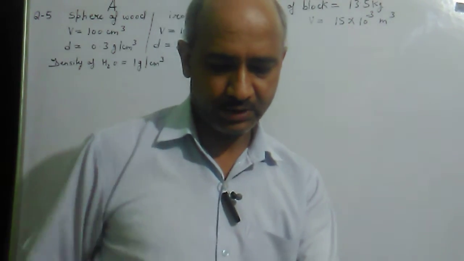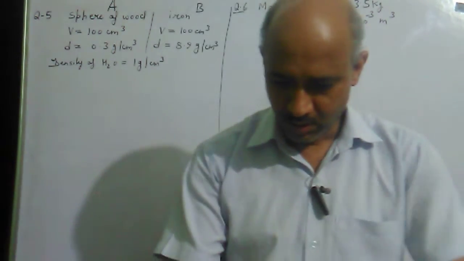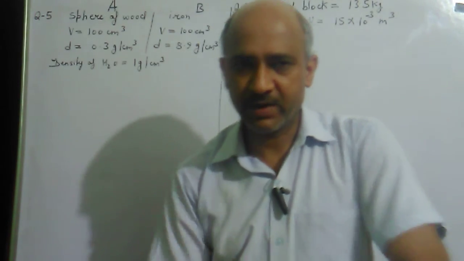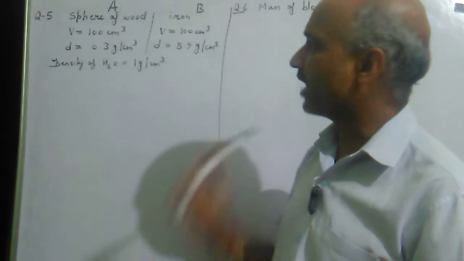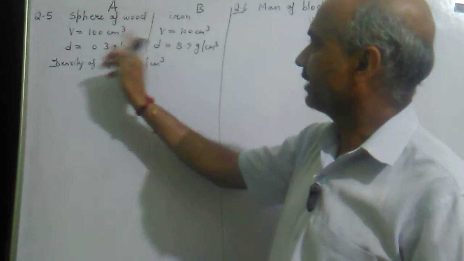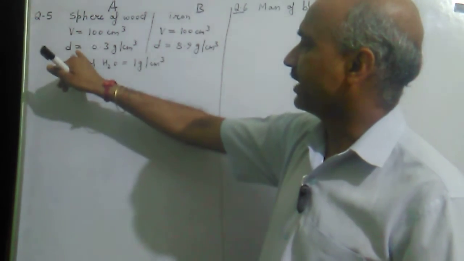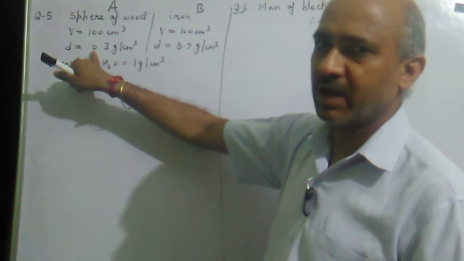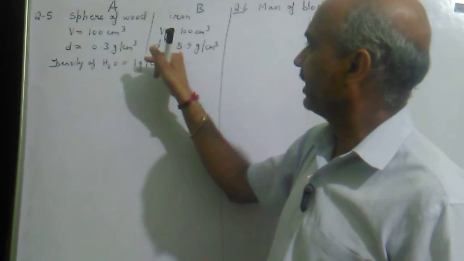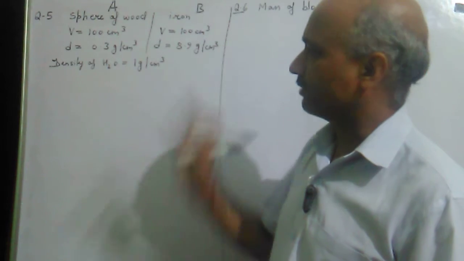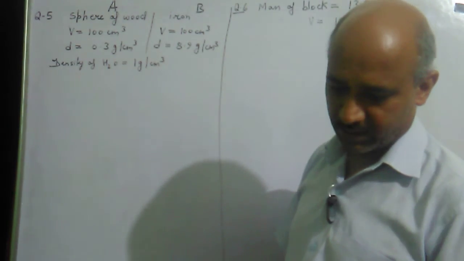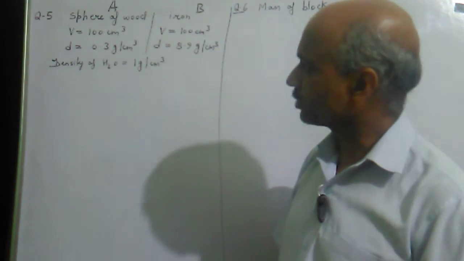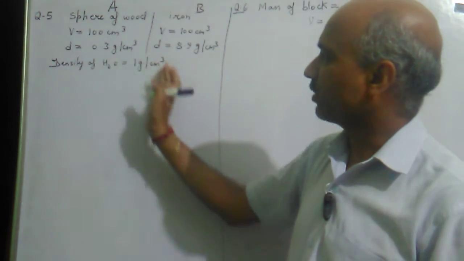In the question he is saying the two spheres we are having. One is made up of wood and the second one is made up of iron. The volume is the same, that means 100, and density is how much? It is 0.3 grams per cubic centimeter for the wood sphere and 8.9 for the iron one. The density of the water is given to us, it is 1 gram per centimeter cube. He is asking us to calculate the weight of each sphere.